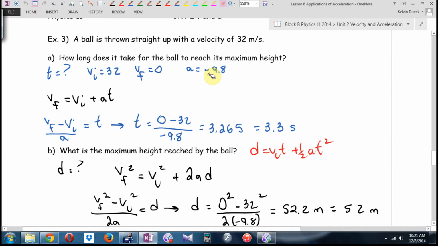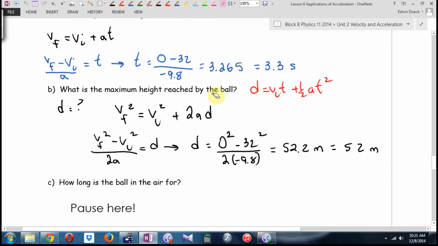Wait a minute, it's moving up. Yeah, I know it's moving, its velocity is up, but it's accelerating down because it's slowing down. And we've defined up as positive and down as negative. It is slowing down. We said then we could also find the maximum height.